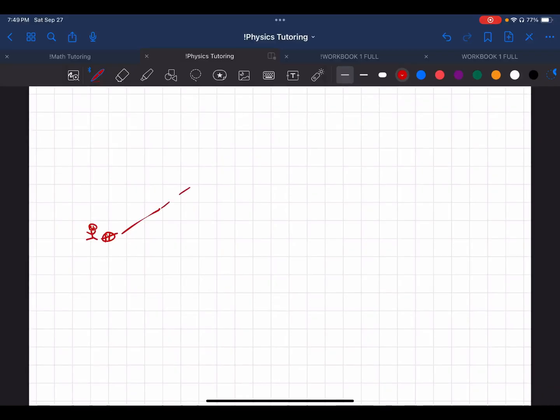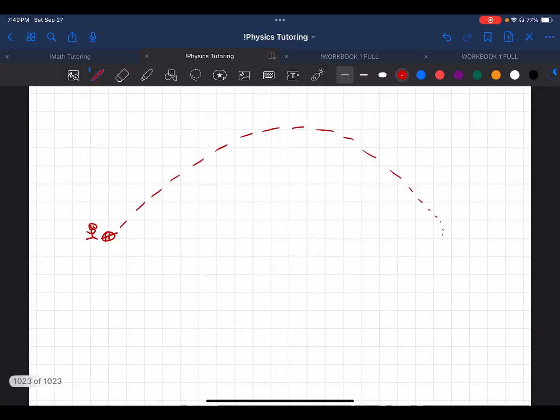It's gonna go in a projectile like this. It's gonna reach some kind of maximum height somewhere. Okay, so let me give you an easy number. Let's say I launch that ball, wait, hold on, sorry, at a 30-degree angle. I'm gonna use easy degrees.